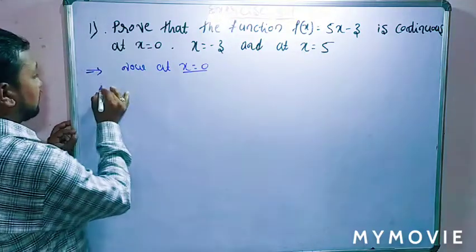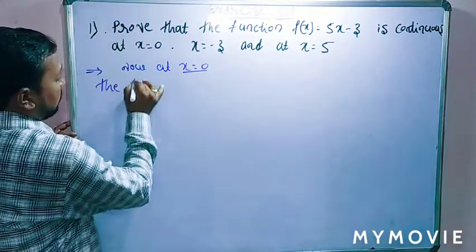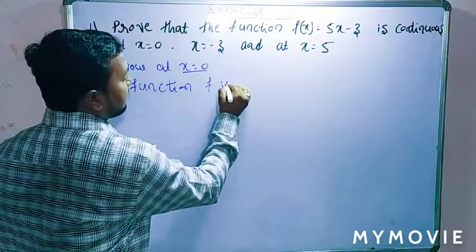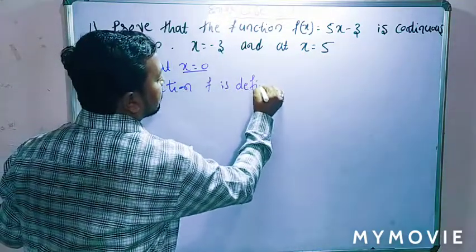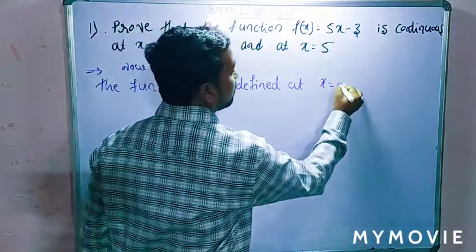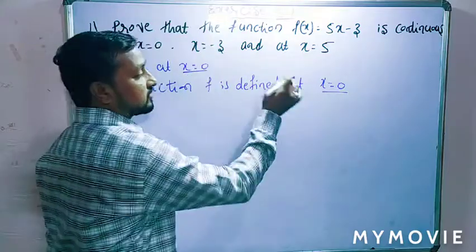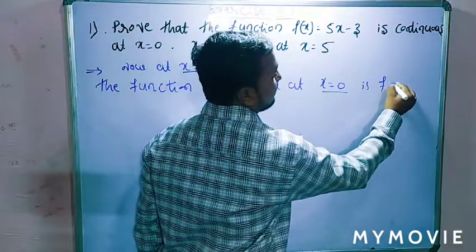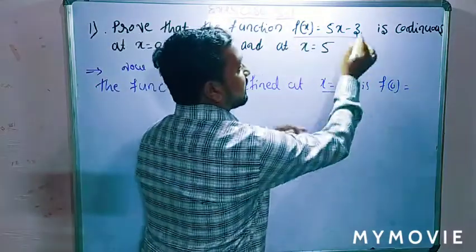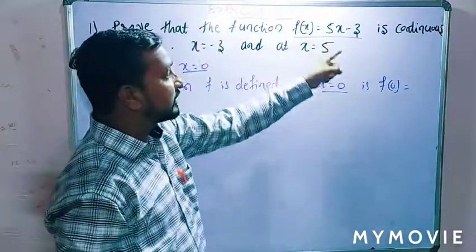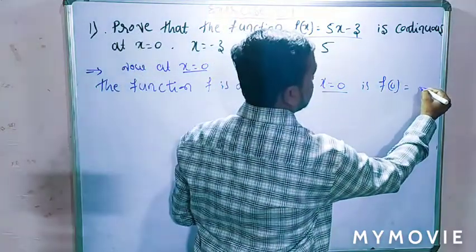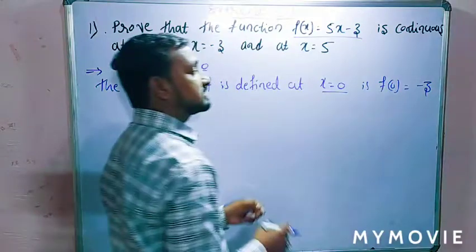Here the function f is defined at x equal to 0. What is f of 0? f of x is 5x minus 3, and f of 0 is 5 into 0, which is 0, minus 3, so this is minus 3.